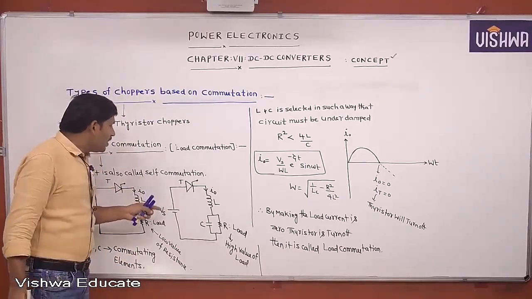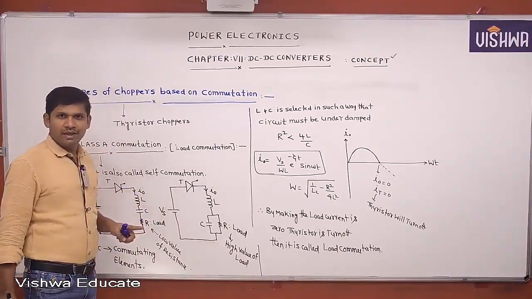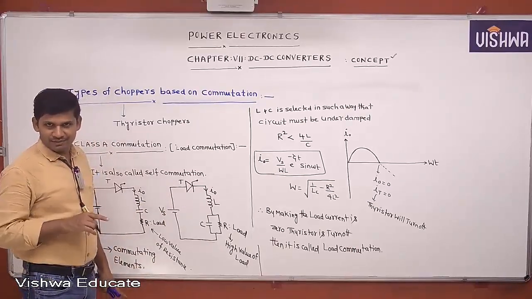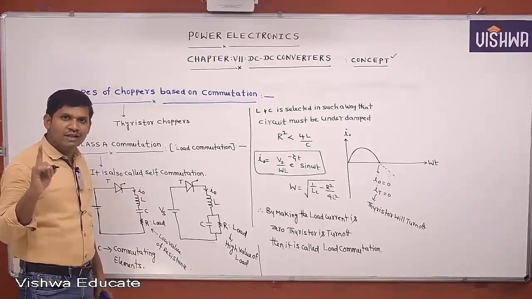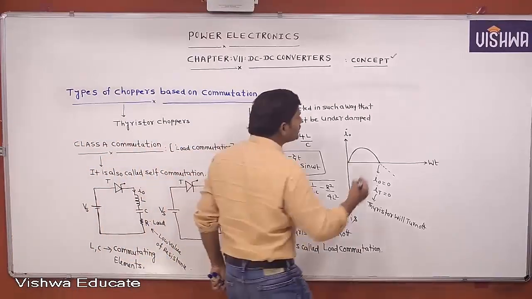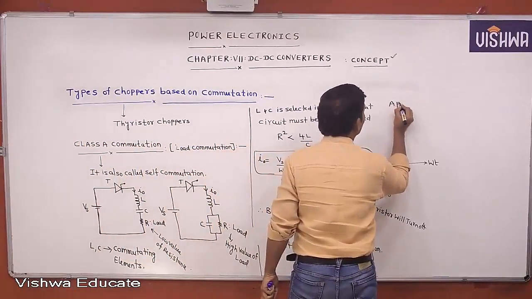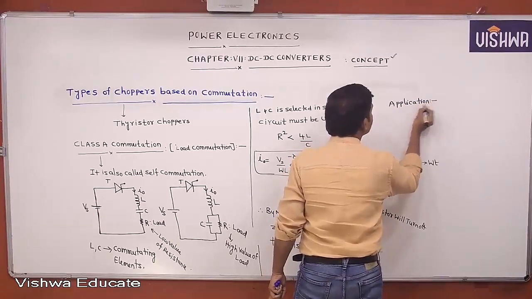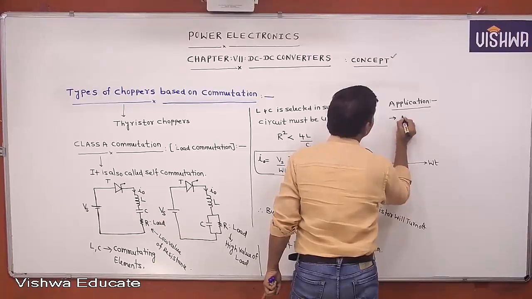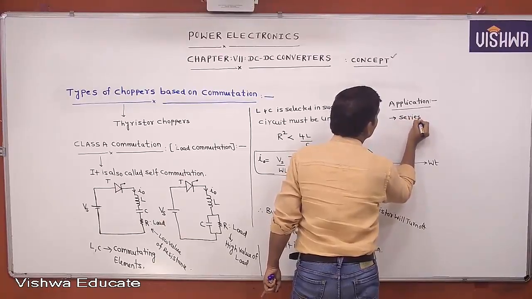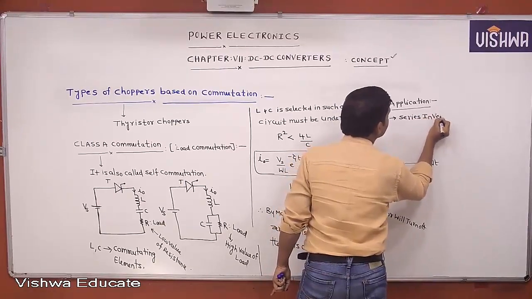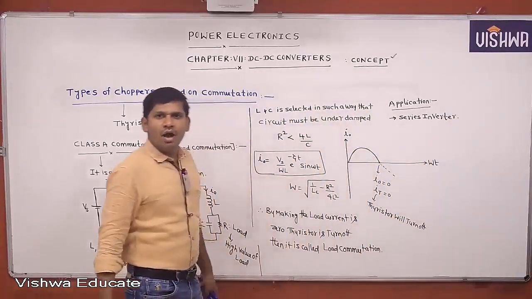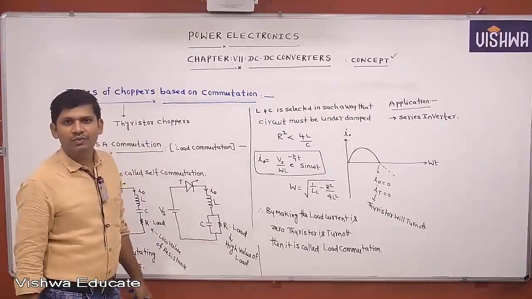Then what is the application of this load commutation circuit? Load commutation, or self commutation, is used in series inverters. I already discussed series inverters. What is a series inverter, and how is this circuit used in the series inverter circuit?